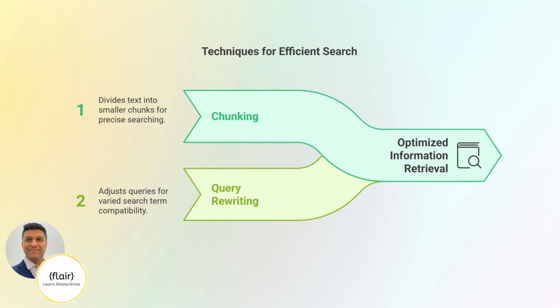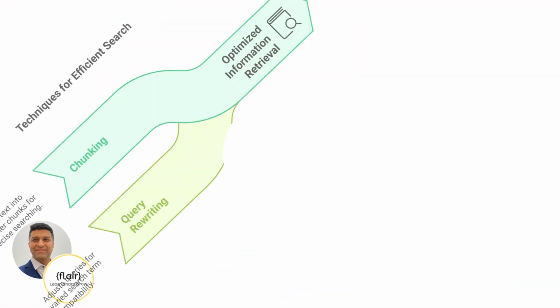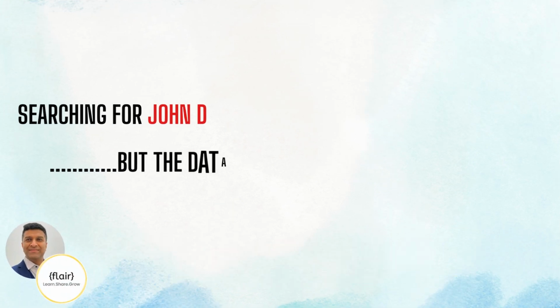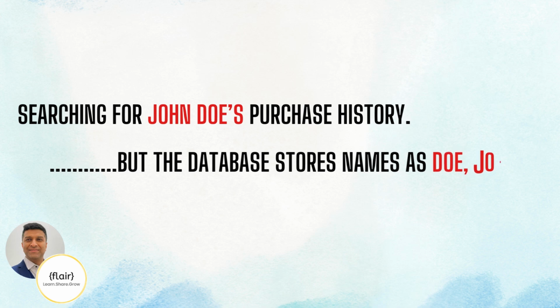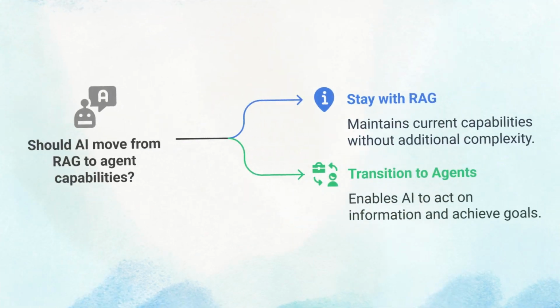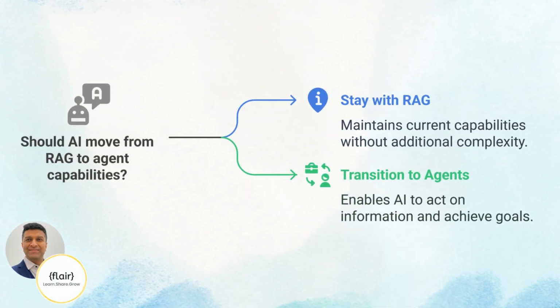And optimizing this process is a whole science of its own. The chapter highlights some fascinating techniques. Chunking, for example, breaks large text into smaller pieces, making searches faster and more accurate, kind of like strategically highlighting the important parts of a textbook before looking for specific information. Then there's query rewriting. Imagine someone searching for John Doe's purchase history, but the database stores names as Doe, John. Rewriting the query to account for variations like that can make a huge difference in finding the right info. It's amazing how much thought goes into making sure the AI finds the right information. But this is still within the realm of RAG, right?